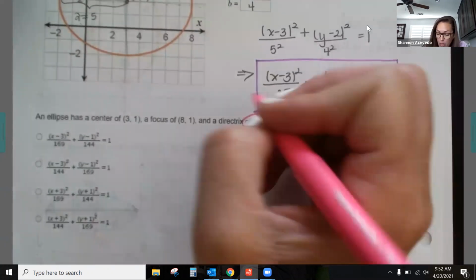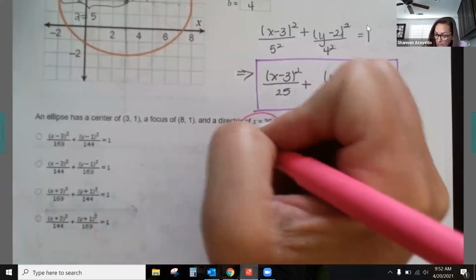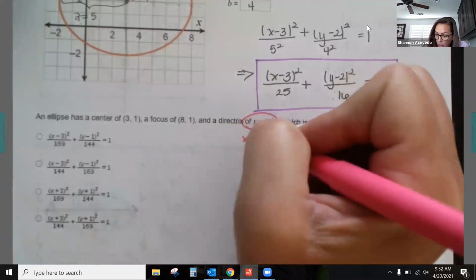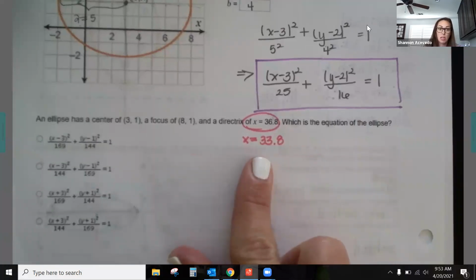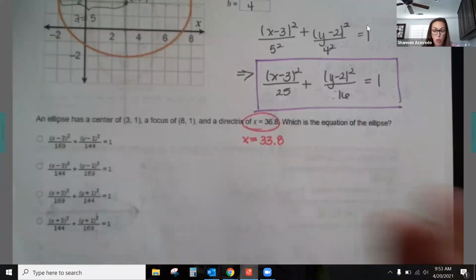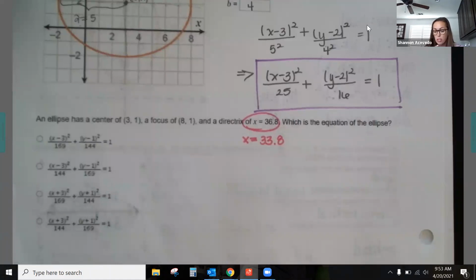It was a typo. It should have been x is equal to 33.8. I don't know if they've already fixed it, because it's been a couple weeks since I went through this. It could still be an error on your end, or it might not be, but just watch out for that. Okay, so what do I have and how do I come up with my equation?